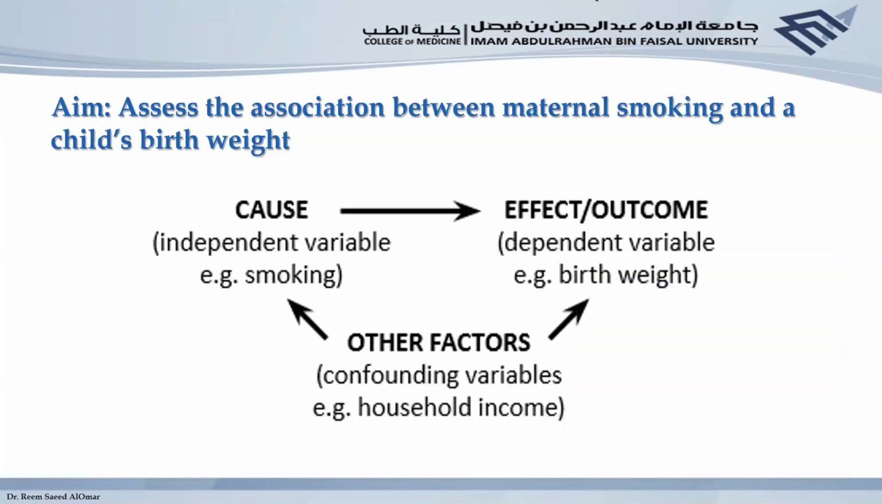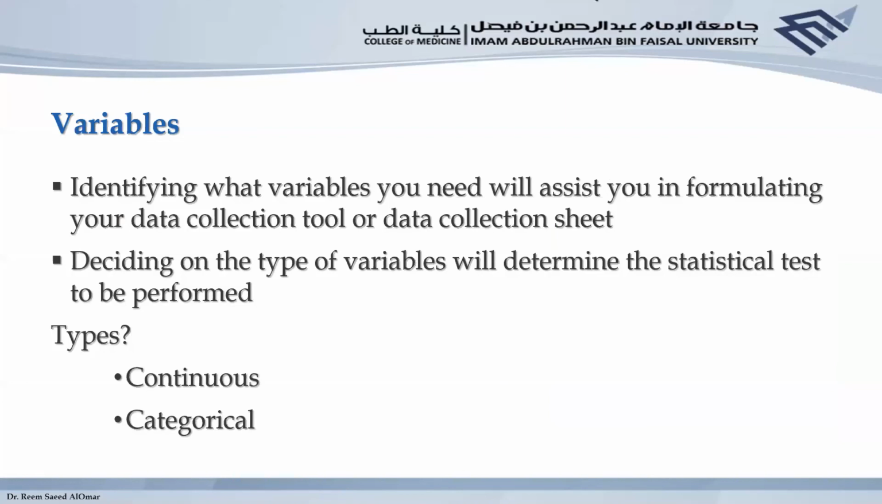Okay, so the variables. Identifying what variables you need will assist you in formulating your data collection tool or data collection sheet. Why am I mentioning both? Because it makes a difference. A data collection tool means I will make a survey or questionnaire and use it to collect the data. A data collection sheet means, for example, that I will most probably obtain information from medical records, so I will make a data collection sheet in Excel and do manual data entry on it. Okay, so whether I make a questionnaire or prepare a data collection sheet, it is very important that I know exactly which variables I will need, based on the map I drew for my idea.